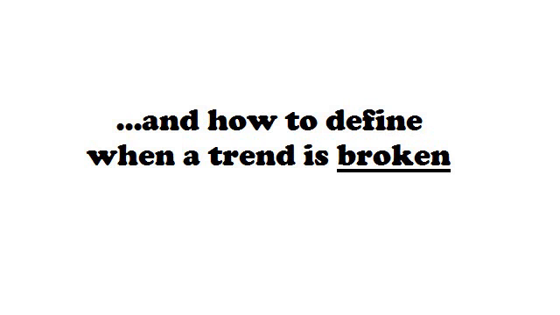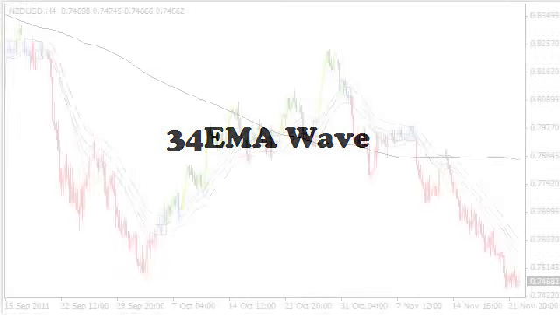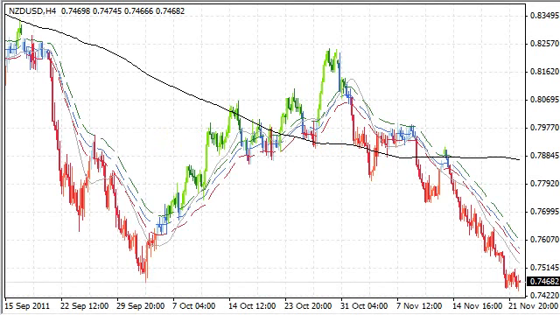Many of you are already familiar with the 34 EMA wave and what it looks like within the context of an uptrend or a downtrend. This view here of the 4-hour New Zealand dollar US dollar pair is a textbook example of what happens when a trend takes on a 4 to 6 o'clock angle, a downtrending angle, and begins to push to lower lows. So when you have this view, we can define this as a trend.